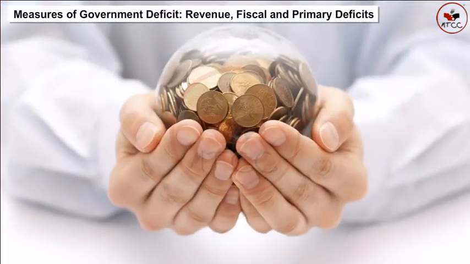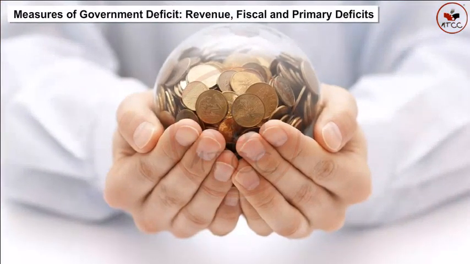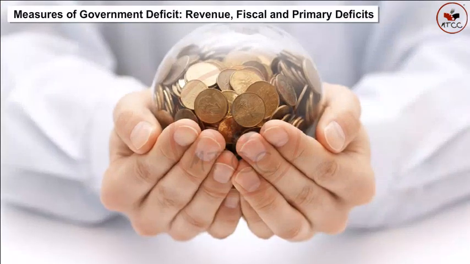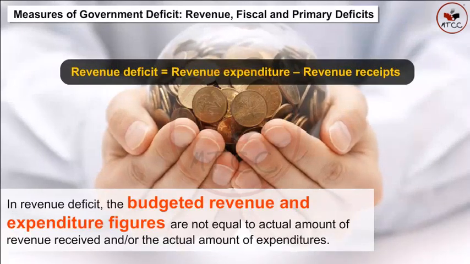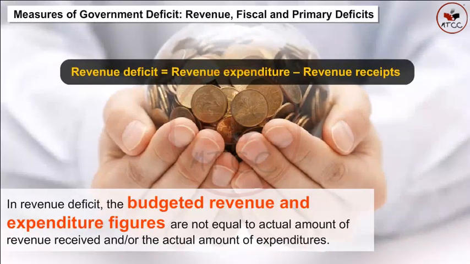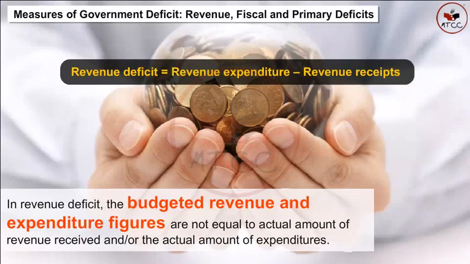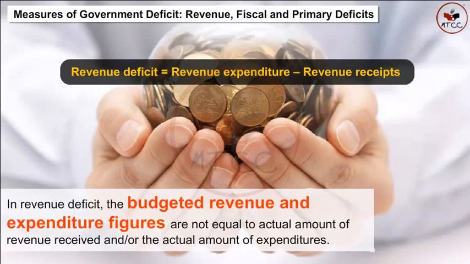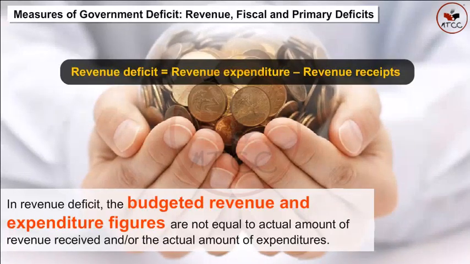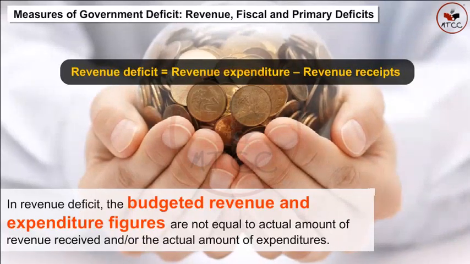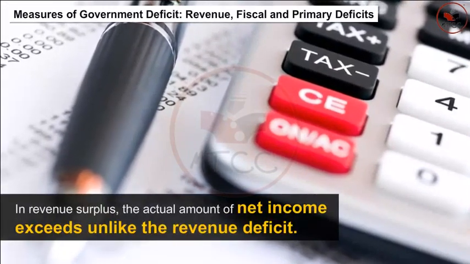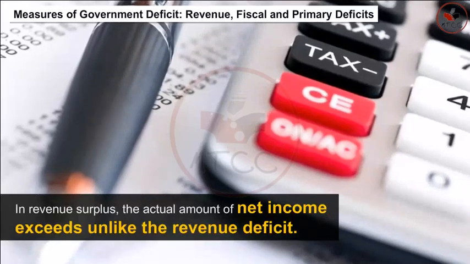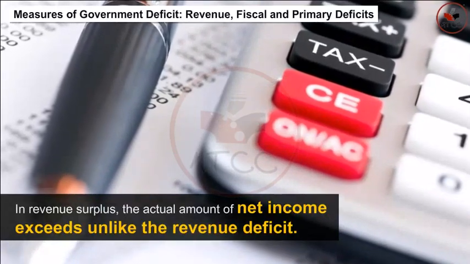Measures of government deficit: revenue, fiscal and primary deficits. In revenue deficit, the budgeted revenue and expenditure figures are not equal to the actual amount of revenue received and/or the actual amount of expenditures. In revenue surplus, unlike the revenue deficit, the actual amount of net income exceeds the budgeted amount.